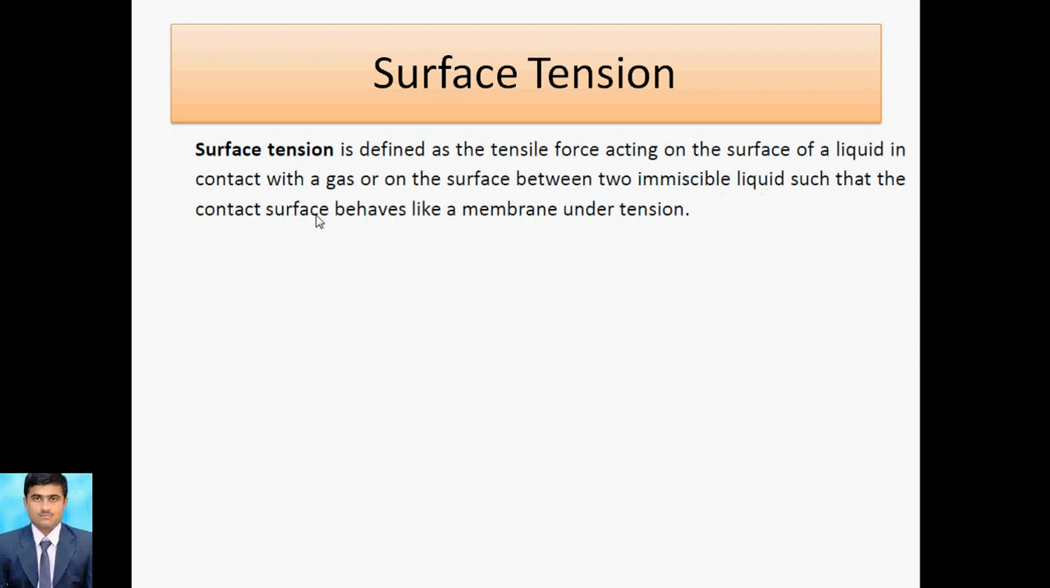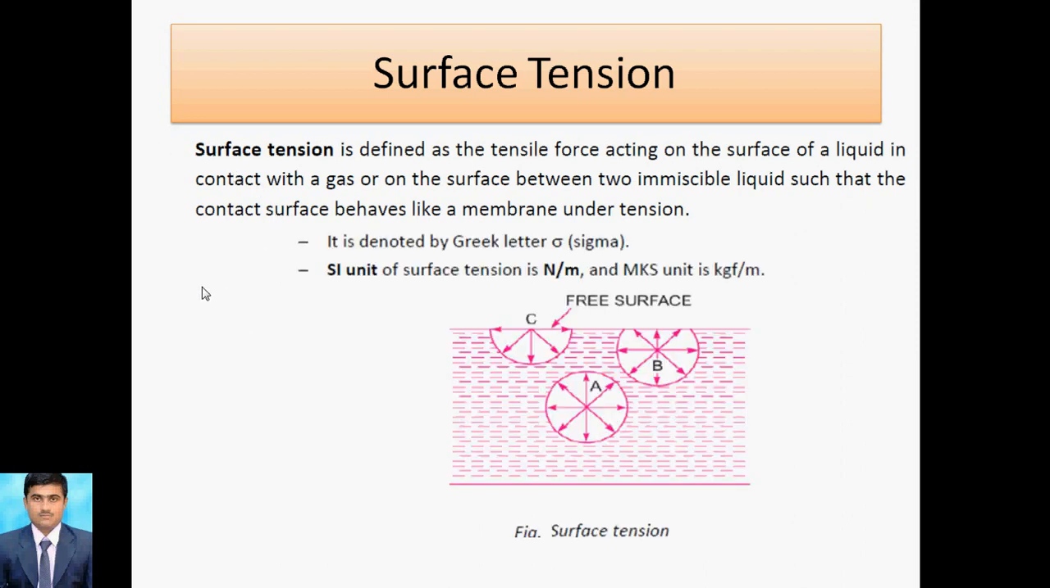So this surface, or you can say this membrane, behaves as if under tension. This is the definition of surface tension. Now we move to the unit. The SI unit is Newton per meter, so always remember that the SI unit for surface tension is Newton per meter.